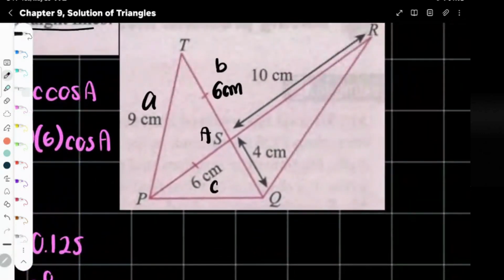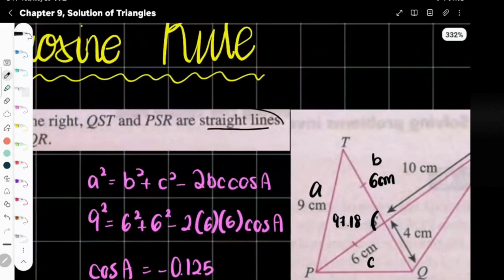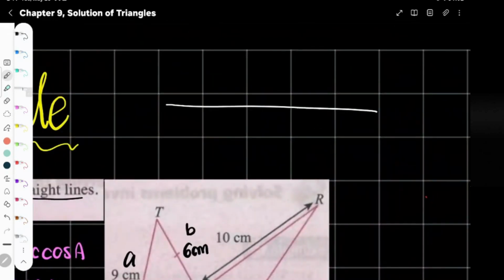So we know this one here is 97.18. But how does that help us? Just now I said we have to focus on the hint that they give you. Whatever they give you in the question, you have to think of a way to use it. They mentioned straight line, garis lurus. That means you have to think of a straight line property. What is the straight line property? What is the angle here? This is 180.